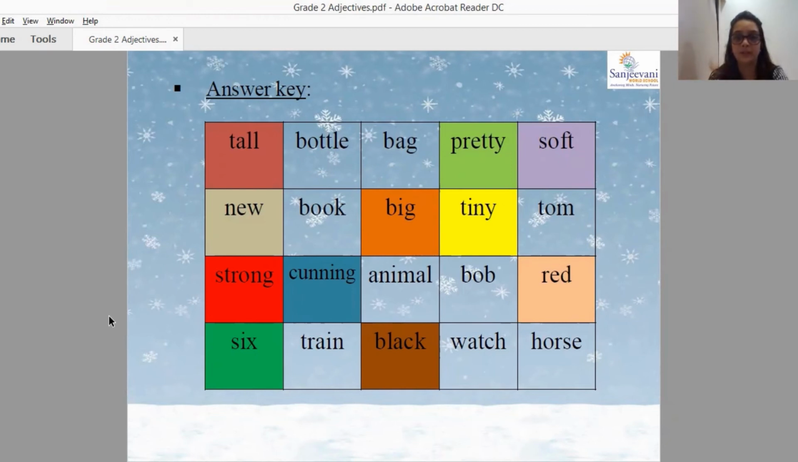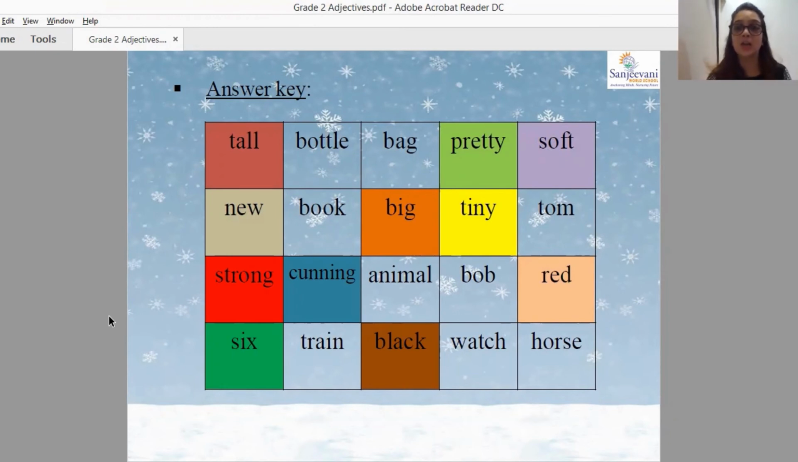Pretty. Pretty is telling something about the object. Pretty house, pretty dress, pretty face. So it is telling more about the noun. So the word pretty is a describing word. Soft. I have a soft pillow. So it is telling more about the pillow. The pillow is soft. That is why the word soft is a describing word.